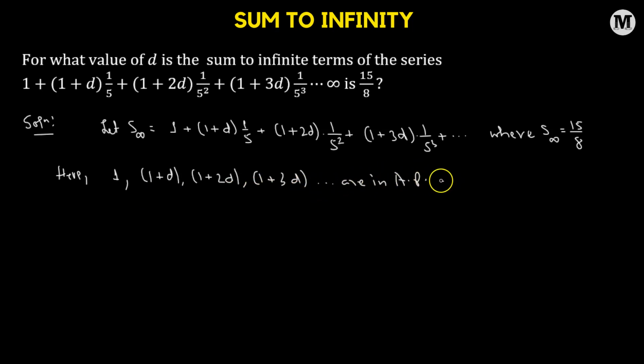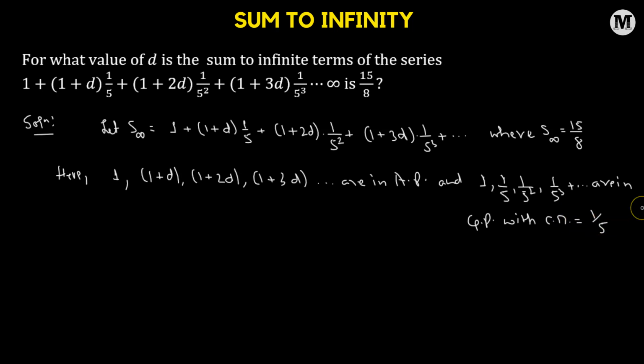And then we have, from the first term, let's take 1. From the second term, we're going to consider 1 over 5. From the third term, we have 1 over 5 squared. And from the fourth term, we have 1 over 5 cube. And the rest of the terms are going to be in geometric progression with the common ratio equal to 1 over 5. Okay, now as we can see, each term is a product of the corresponding terms of the AP and the GP.